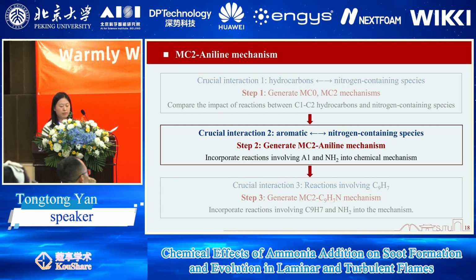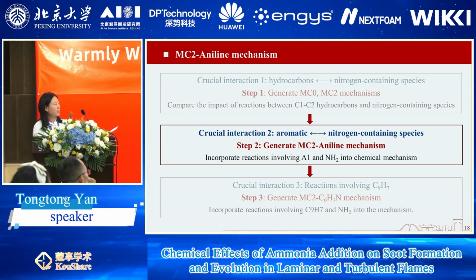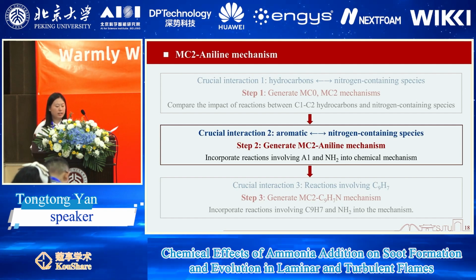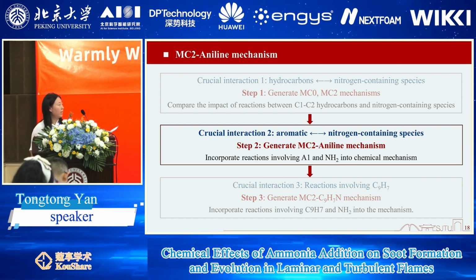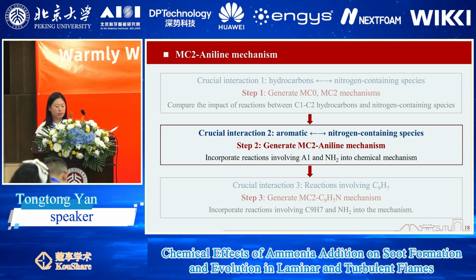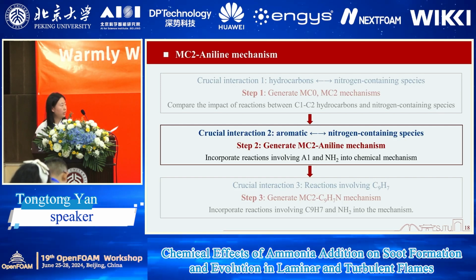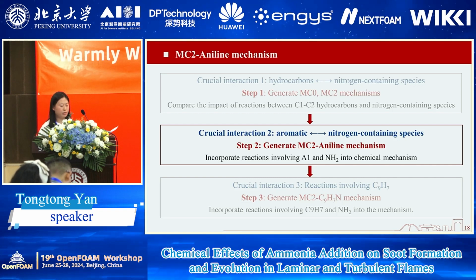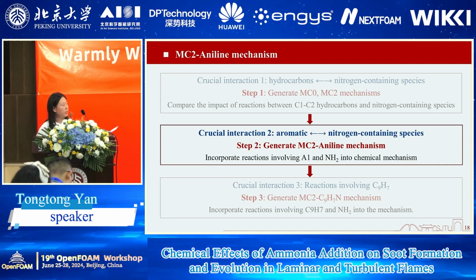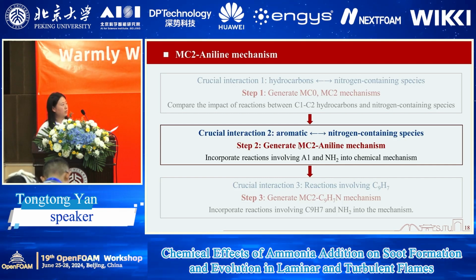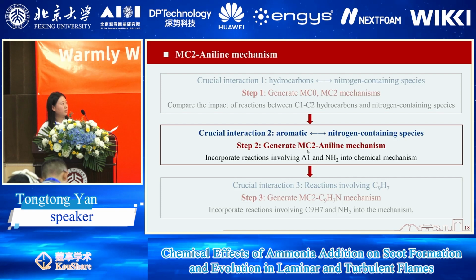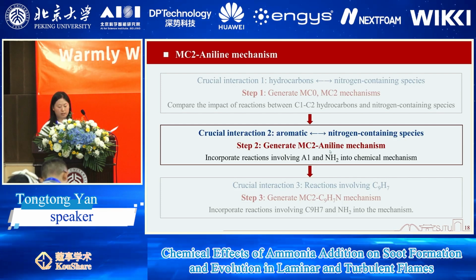As shown in the previous slides, although the suppression effect of MC2 is better than MC0, the effect is still significantly underestimated. So, since the reaction between benzene and amino is suggested to be important in some studies, we generate the third mechanism called MC2 aniline. And we incorporate some reactions involving these 2 species into the chemical mechanism.